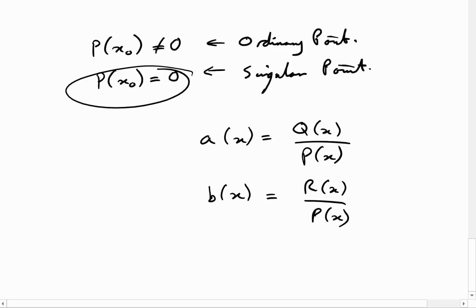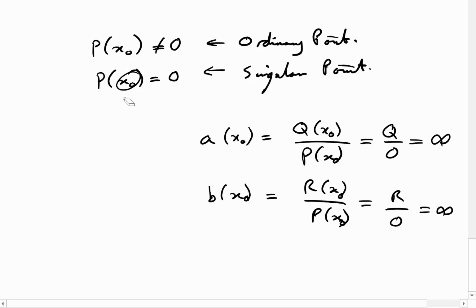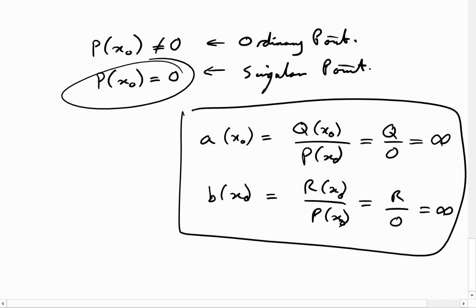Well, now suddenly, if p is 0, then we end up with q over 0, which, of course, goes to infinity at that particular point, at x naught. So I should really replace this by x naught, x naught, x naught, x naught. Likewise for here, we've got r over 0, which, of course, goes to infinity. So at that point x naught, because p of x naught is 0, we end up with our coefficients going to infinity at that particular point.